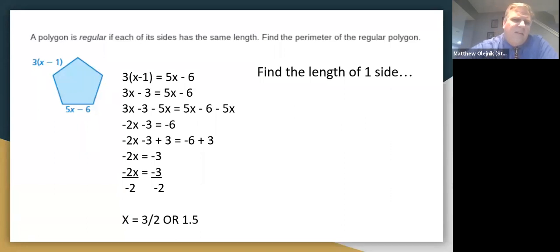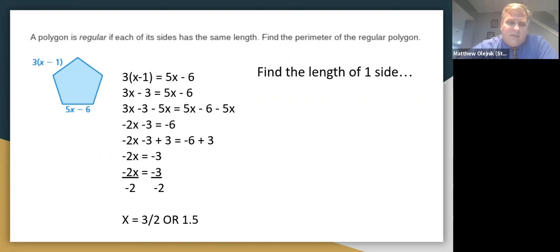Now, I didn't find the length. I just solved for x. So now we want to find the length of one side. So what do we do? That's right. Plug it into one of those equations. It doesn't matter which one. Right? You could do them both and really check and make sure they're correct.